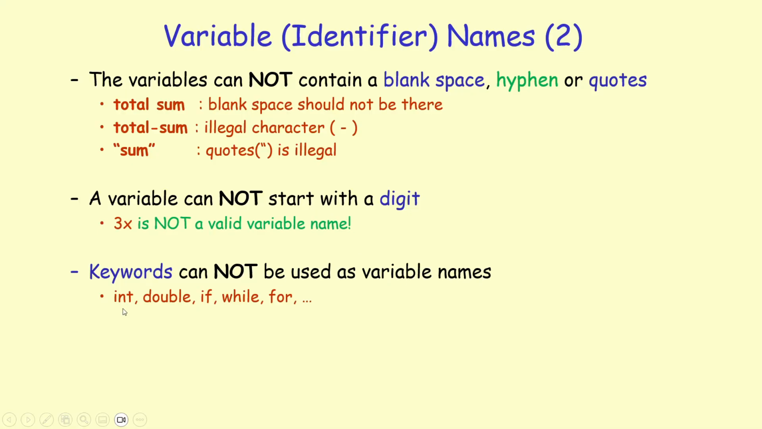What we mean by keywords is data types such as int, double, or as we will see later on, if, while, for. These are keywords that have specific other meanings in C++, so you cannot use them as variable names.